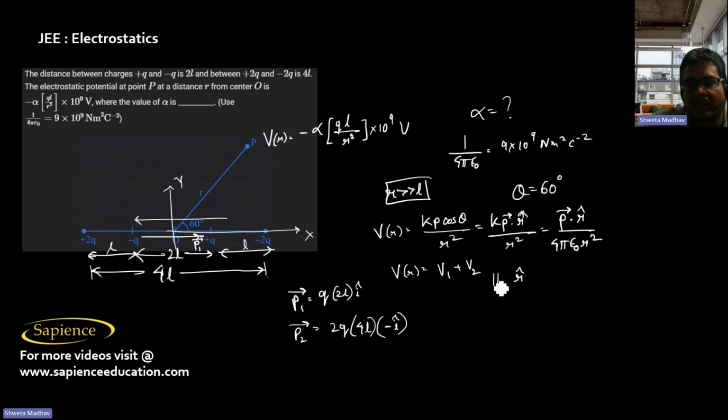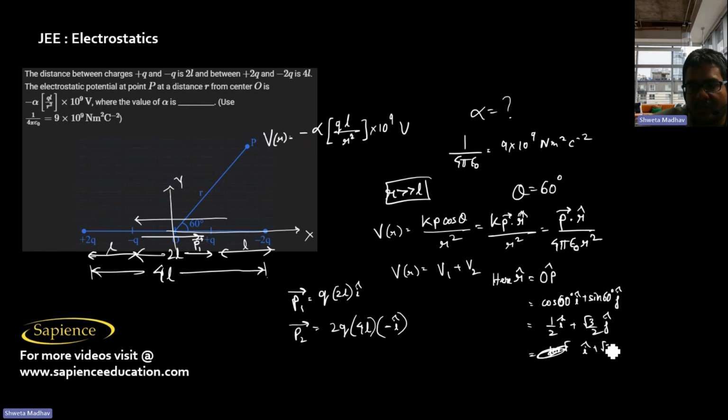So now here R cap, which is the unit vector along the position vector of point P, which is OP cap, will be equal to cos 60 I cap plus sin 60 j cap, which is 1 by 2 I cap plus root 3 by 2 j cap, which is equal to I cap plus root 3 j cap by 2. This is R cap.